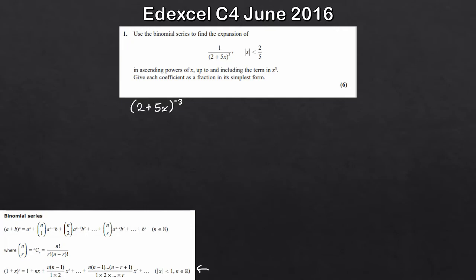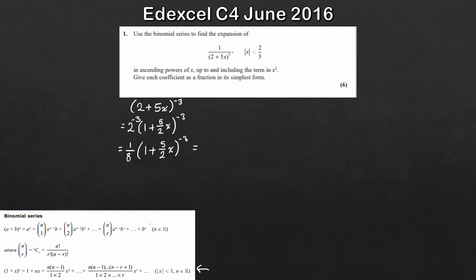So how do I get it from 2 to 1? Well, we factor that 2 out, just like we did previously. So this is 2 lots of (1 plus 5 over 2 x) to the minus 3. Remember, we pull that minus 3 out to the front, so it's 2 to the minus 3. That would just be 1 over 8, because that's 1 over 2 cubed. So we write it as 1 over 8 times (1 plus 5 over 2 x) to the minus 3.